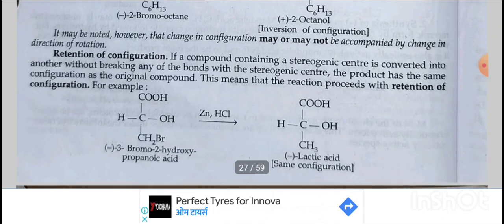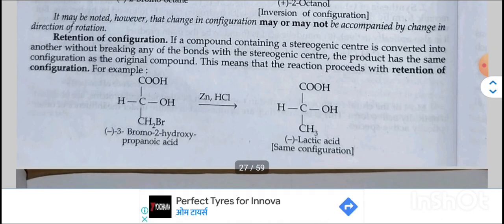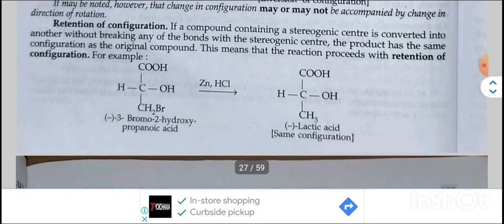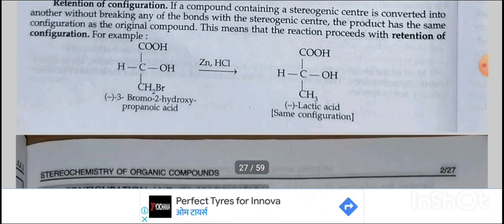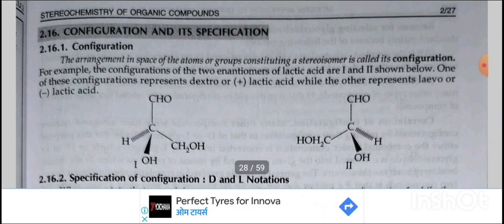Retention of configuration. If a compound containing a stereogenic center is converted into another without breaking any of the bonds at the stereogenic center, the product has the same configuration as the original compound. This means that the reaction proceeds with retention of configuration. For example, 3-bromo-2-hydroxypropanoic acid with zinc and HCl gives lactic acid with the same configuration.